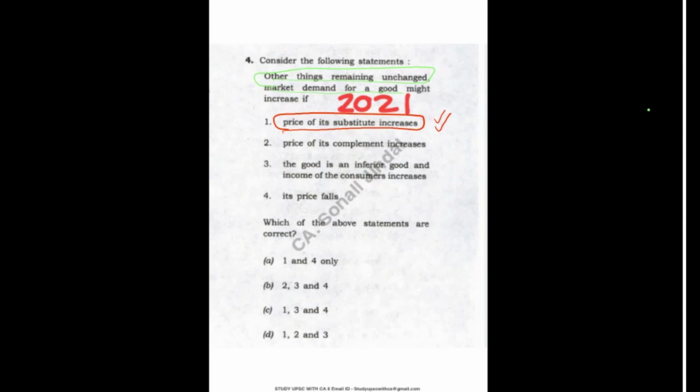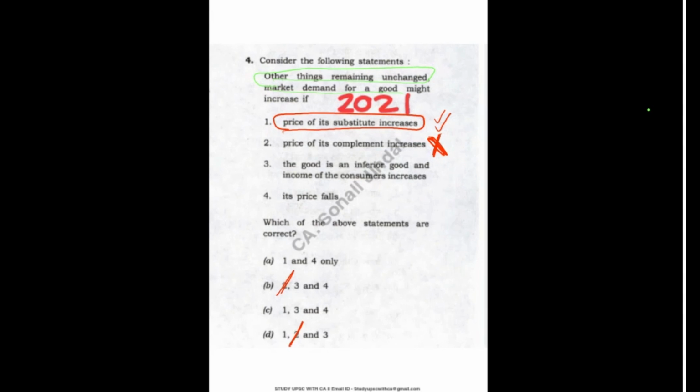Price of its complement increases. What does it mean? If you are a lover of coffee, you need a coffee pouch of Nestle and milk as well. If the price of the milk increases, your demand for the coffee will decrease. So it will decrease. So this can't be the answer. We have to eliminate 2.